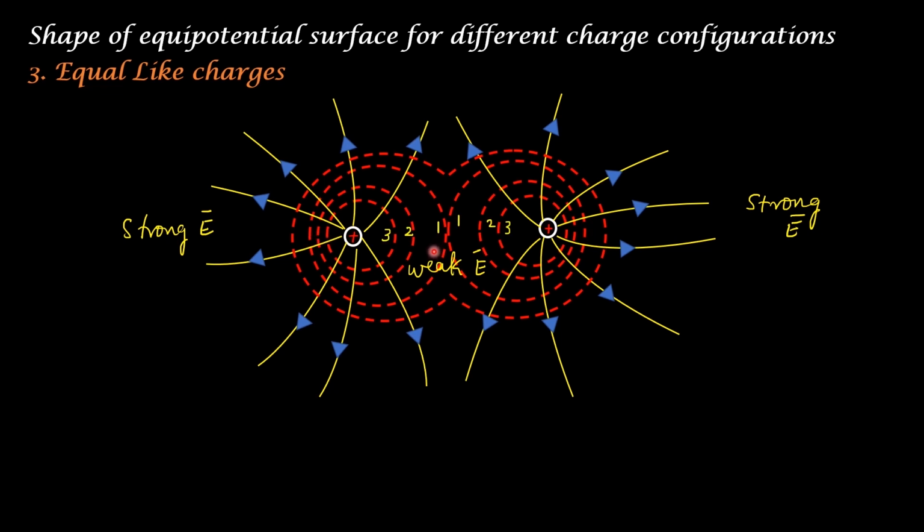For two negative charges also, the spacing will be exactly similar, but the direction of the electric field will be opposite. They will be directed towards the charge. The shape and spacing of the equipotential surfaces will be the same.